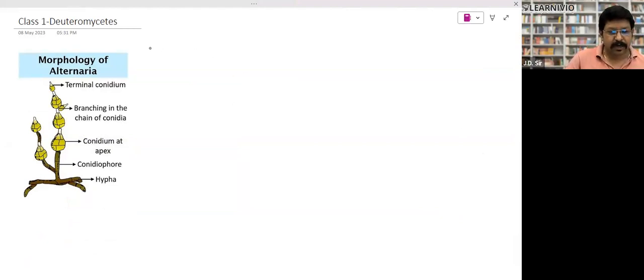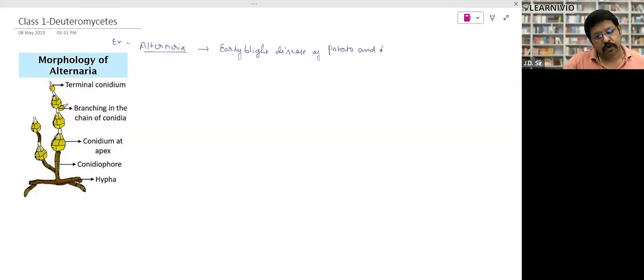Alternaria solani is the actual name, and this Alternaria causes a disease. It is an example of Deuteromycetes, and it is a parasitic fungi, and it causes the disease called early blight of potato and tomato. Which one? Alternaria solani, an example of Deuteromycetes. It causes early blight disease of potato and tomato. It is responsible for the disease.